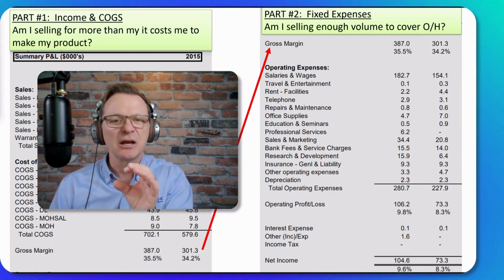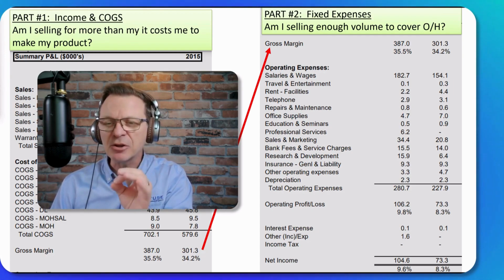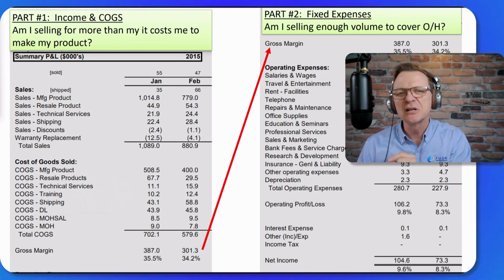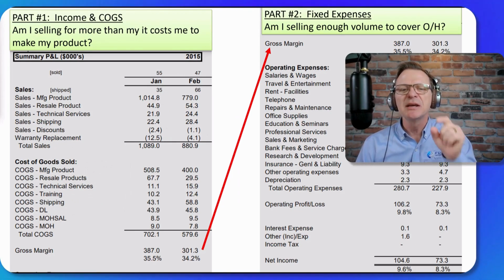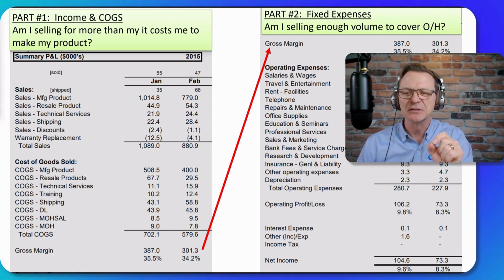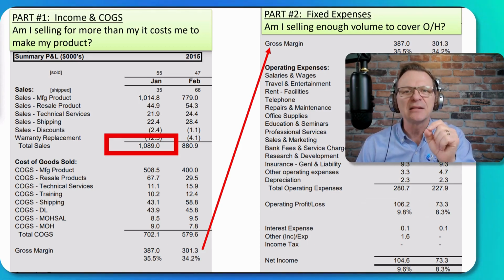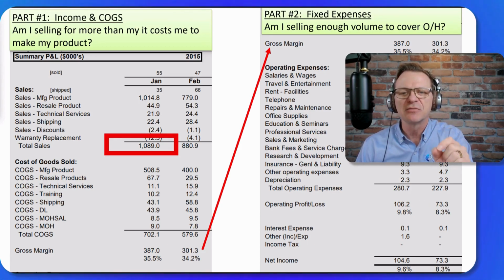Look at that. They made $106,000 in January, and they calculated that out as a percentage of sales. Whenever you see a percentage sign on an income statement, it's a percentage of sales. So 106,000 is 9.8% of 1,089,000. That's the January sales on the left side.